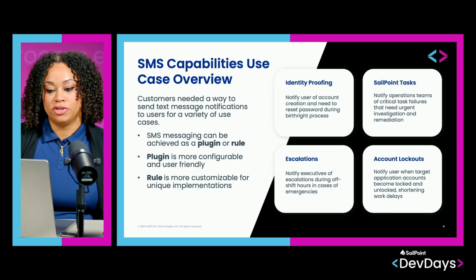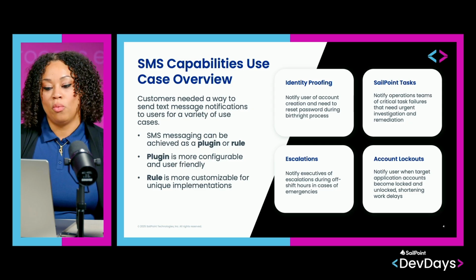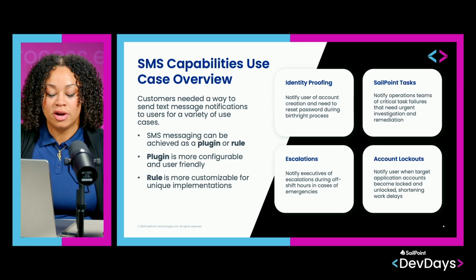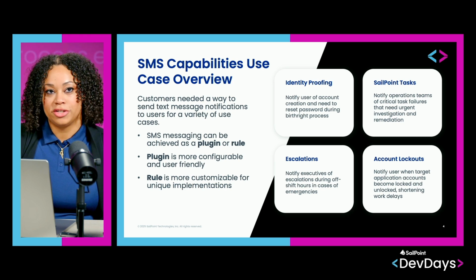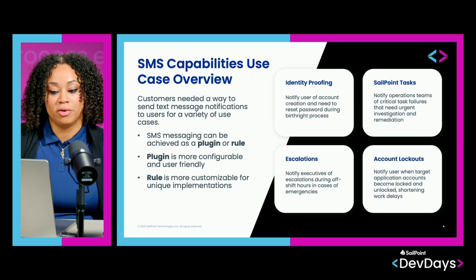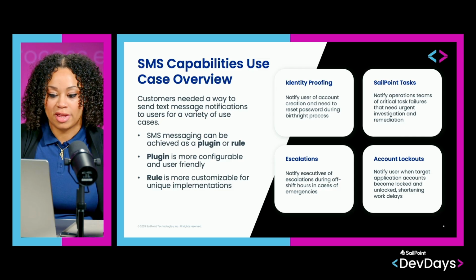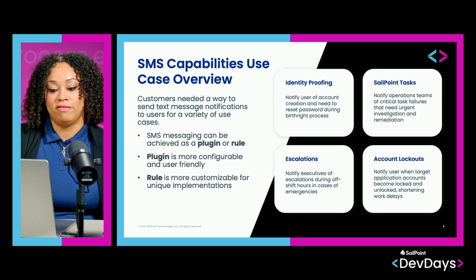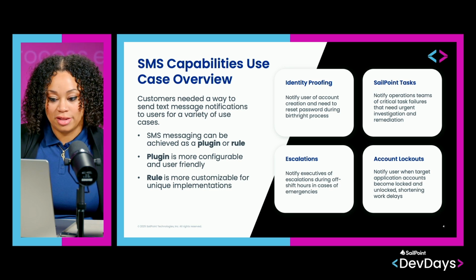So we broke this into 4 different examples. One of them can be identity proofing. So in the account creation or birthright process, needing to have a user set up their password or help them create an account, especially in the very beginning when the user doesn't have very much information. A lot of times you're only starting off with having a phone number, which makes this incredibly useful because you will be able to send that user a message and verify directly in SailPoint that the user got the message, which we'll see in the demo.